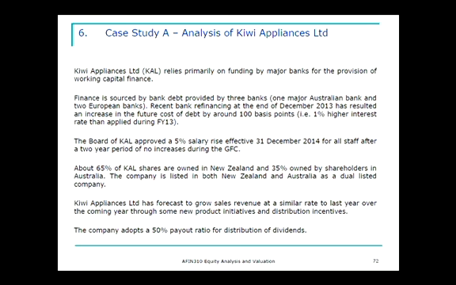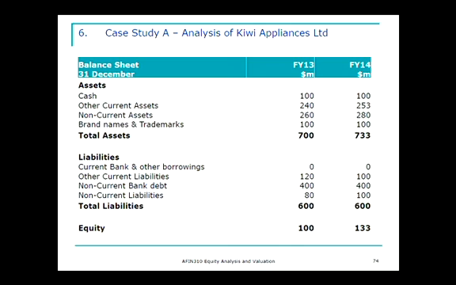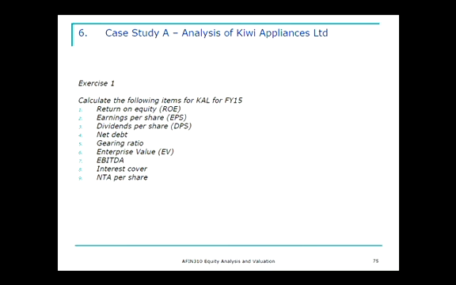65% of the shares are owned in New Zealand, 35% in Australia. The company has a 50% payout ratio. And these are the financials, the income statement and the balance sheet. Now what I want you to do is, during the lecture now, over the next 10 minutes, calculate these 9 fundamental statistics. Kimberly's given you the formulae for each of these. So go and have 5 to 10 minutes, see how many of these you can calculate. Happy if you work in pairs if necessary. And then I'll ask random people for their answers.